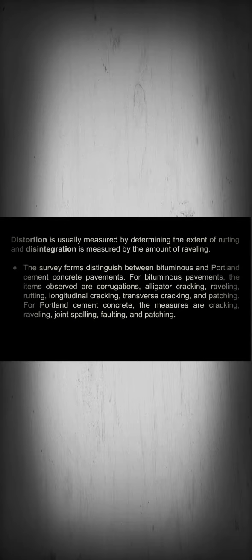For bituminous pavements, the items observed are corrugations, alligator cracking, raveling, rutting, longitudinal cracking, transverse cracking, and patching. While for Portland cement concrete, the measures are cracking, raveling, joint spalling, faulting, and patching.